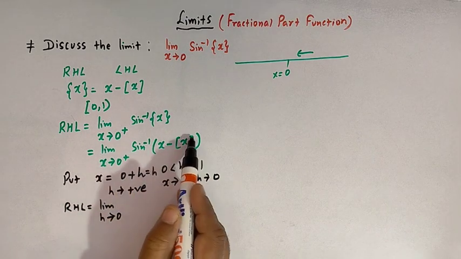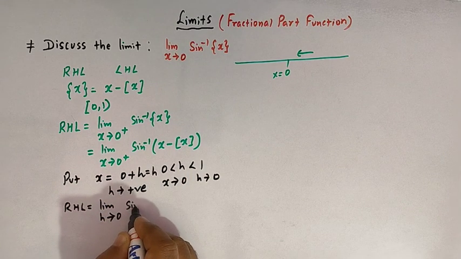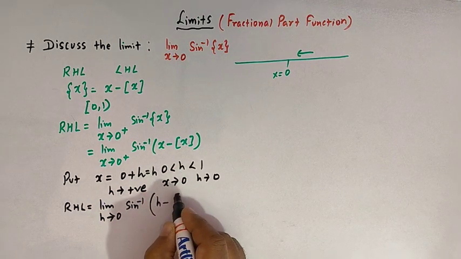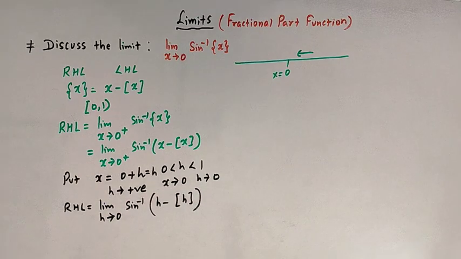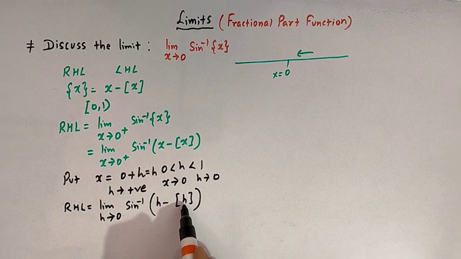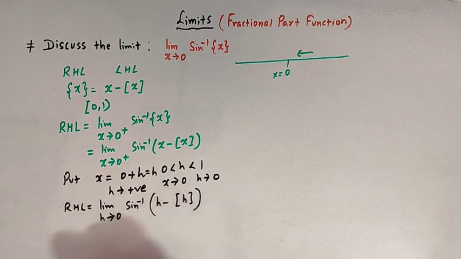Now we are writing this right hand limit in terms of h. And here we have sine inverse, and for x we can write h, and for the other x we can write h. Okay, so now we have this expression. Here we cannot directly substitute h equal to 0. Why? Because here we have the greatest integer of h.